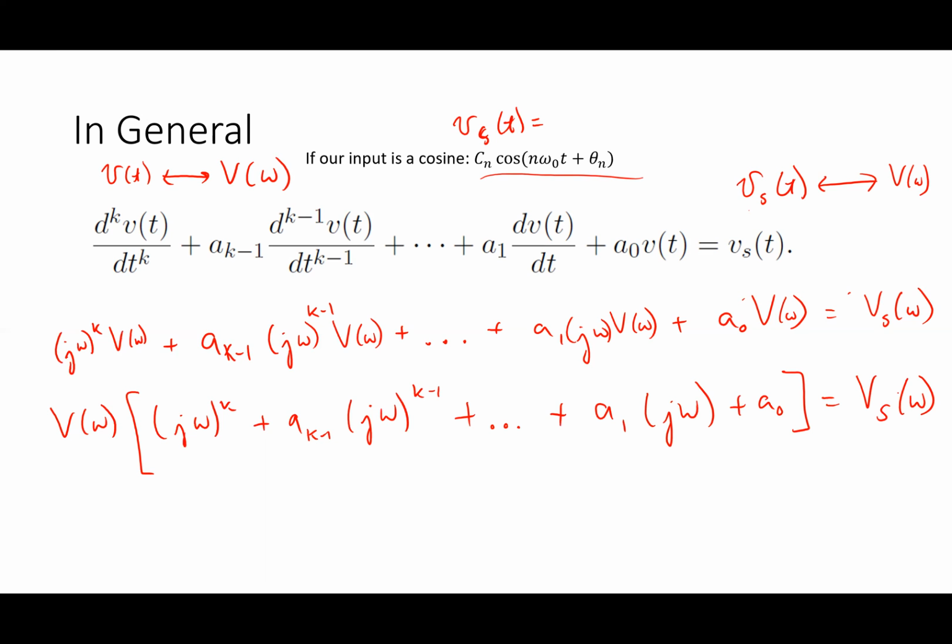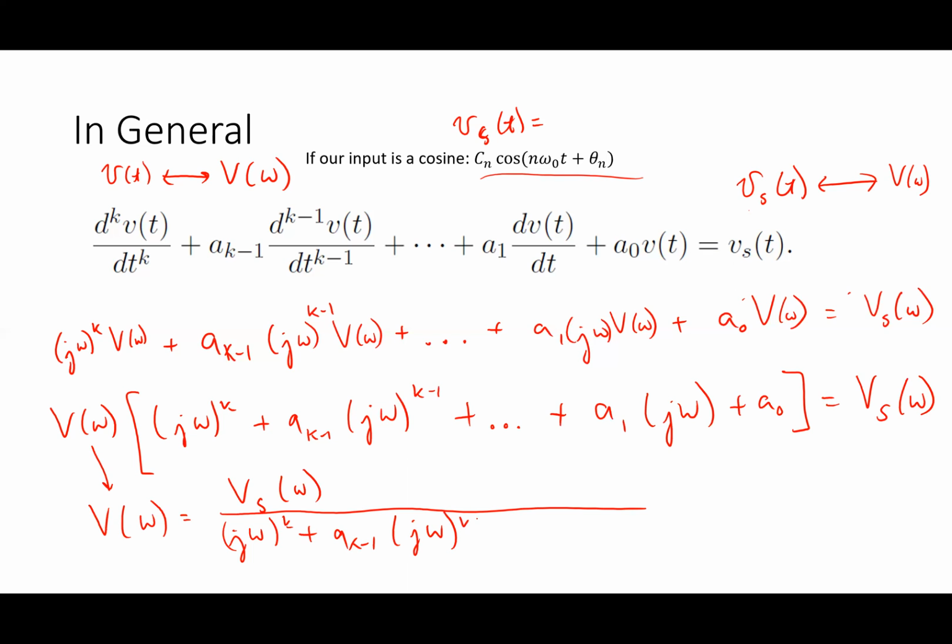Now, the way that I express this is I usually rewrite it like this. V of omega, the Fourier transform of the output of the system, is Vs of omega, the Fourier transform of the input, over j omega to the kth power and so on, basically everything in the square brackets there. Now, this result is essentially the same thing you get when you use impedance analysis. All right, impedance analysis basically exploits this result without you guys having ever really fully talked about that in 2112. This is the more general form of that result.